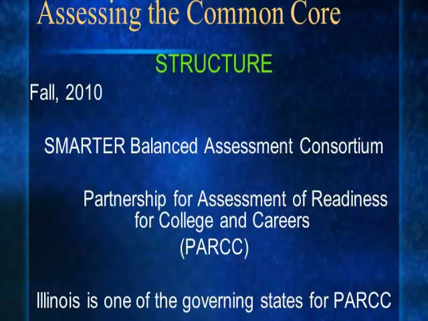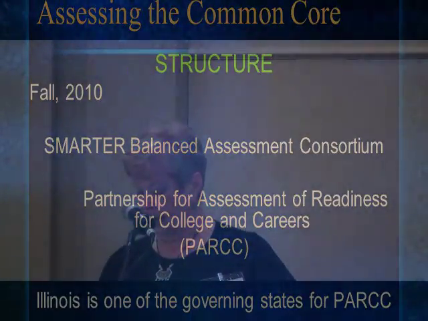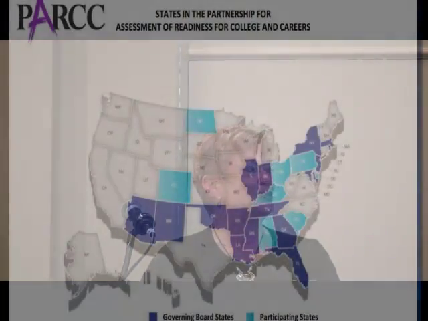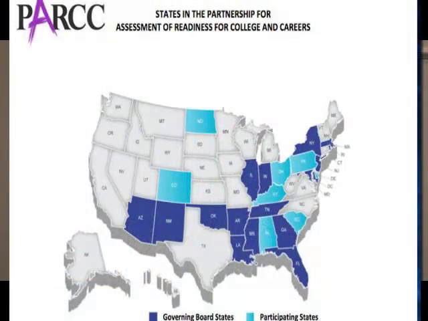There were two consortia that received funding. Smarter Balanced Assessment Consortium, and I tried to import the map for this one, but they had a really messy, different kind of map on their website, so I threw it out. And the Partnership for Assessment of Readiness for College and Careers, that's PARCC, that's the one that Illinois is serving as one of the governing states for. This is the map that shows PARCC. Oh, that's interesting, different colors. Okay, the darker colors are the governing board states. The light blue colors are participating states. Some states are participating in both Smarter Balanced and PARCC.